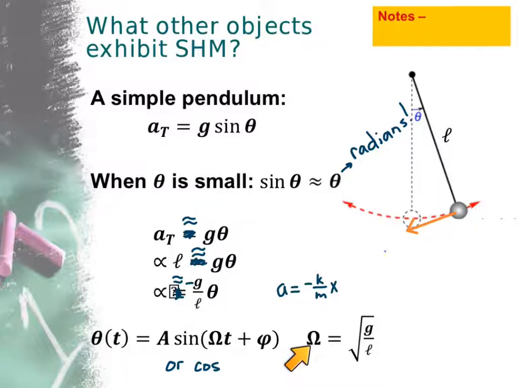Where now omega, our angular frequency, is equal to the square root of g divided by L. When we had a spring, omega was equal to the square root of this. Well, now we have this instead, so omega is equal to the square root of g divided by L.